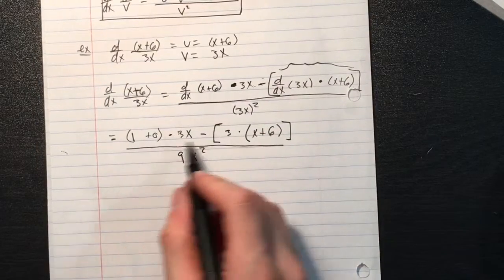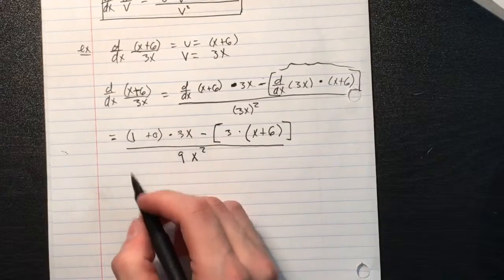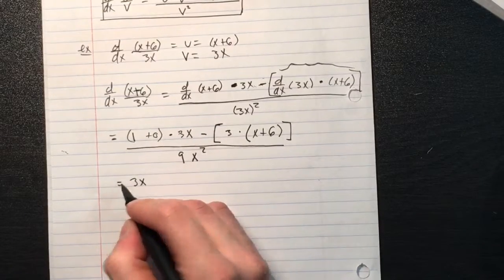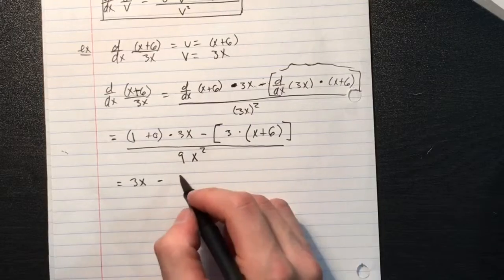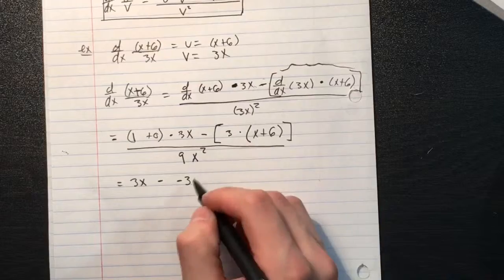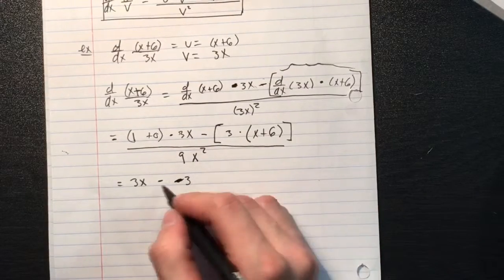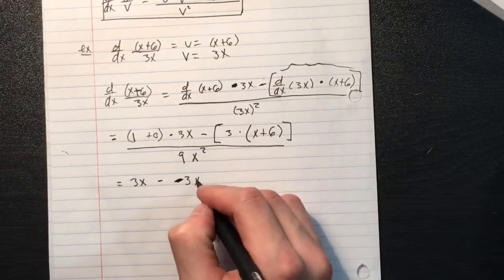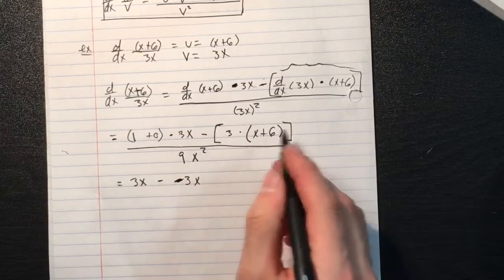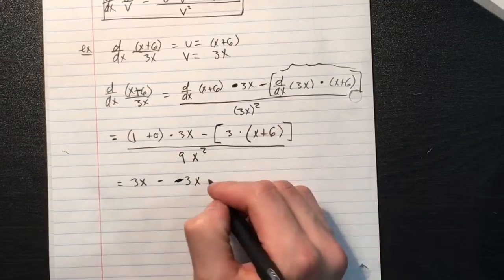And so let's combine these now. 1 plus 0 is 1 times 3x is 3x. Minus, that's going to be a negative 3 times x. Oh, I've got 2 minuses here. That will be a negative 3 times x, and a negative 3 times 6. Now that's 6, 12, 18.